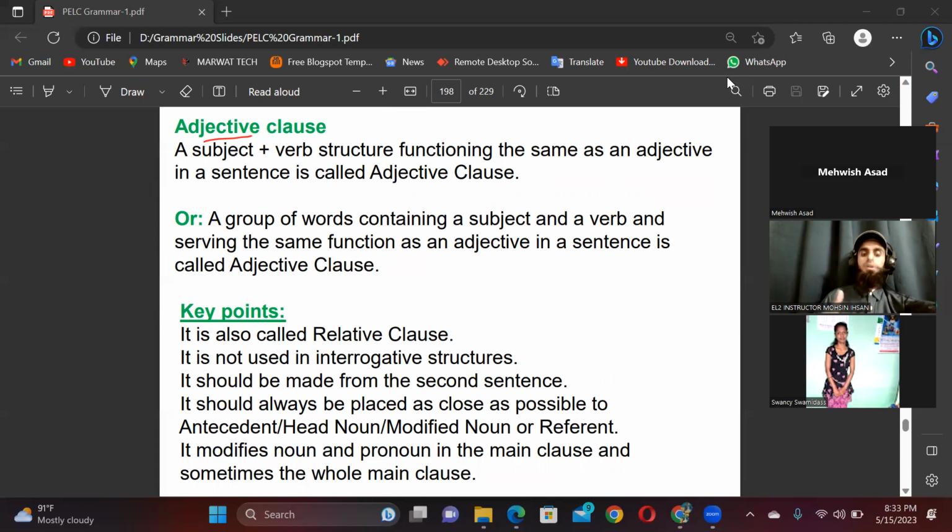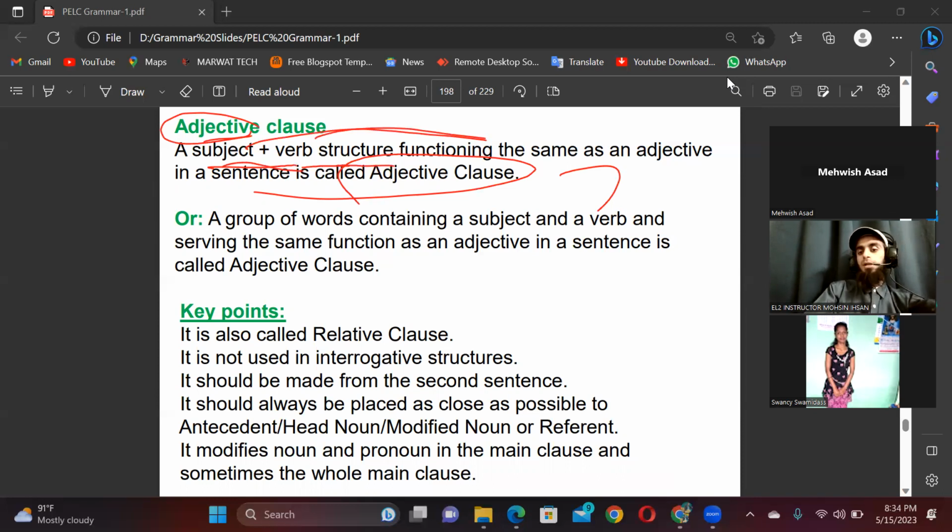Why? Now, what would be the function of adjective class and how would we recognize it? You know the definition of adjective: it modifies the noun, it tells us something about the noun or pronoun. And the adjective class would do the same function of an adjective in the sentence. For example, a subject-verb agreement would act like an adjective. A subject-verb structure or agreement that works as an adjective in a sentence is called an adjective clause.